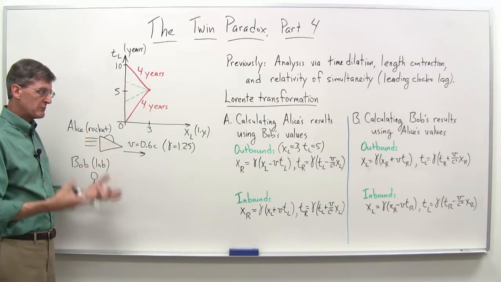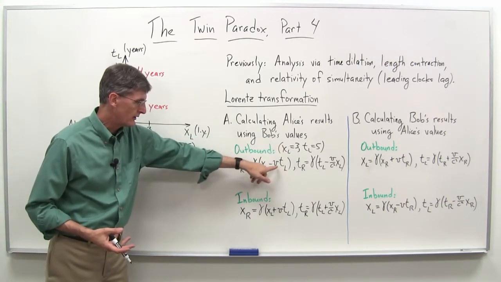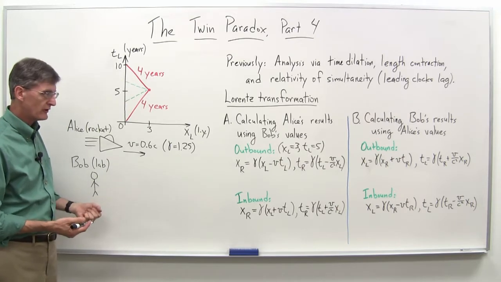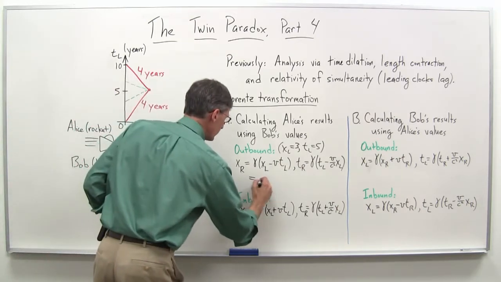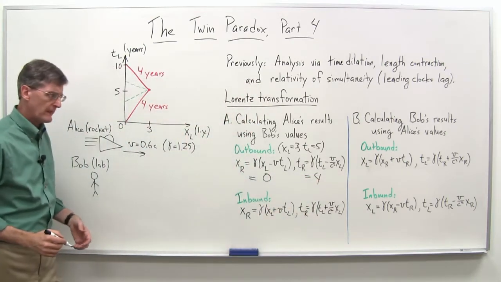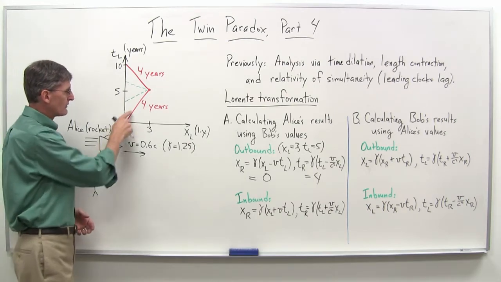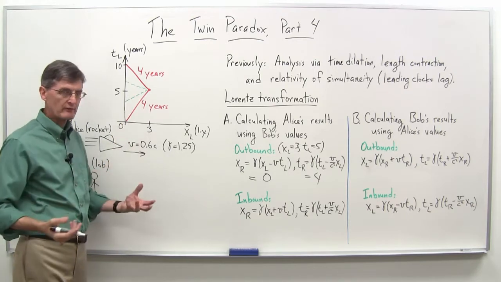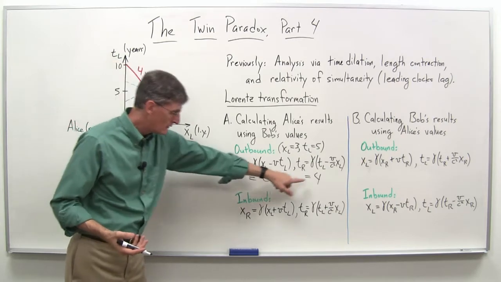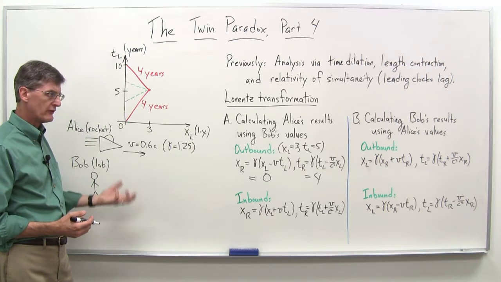If you plug the numbers in here, gamma is 1.25, plug these values in for xL and tL. V is 0.6 c. We're using c equals 1 because we're doing light years per year for c. Plug that all in, and you'll find you get 0 for here, and you get 4 for that. Think a minute, does that make sense? Well, yes, because this is Alice's world line. She, in her frame of reference, hasn't moved. She's at 0 in her frame of reference, and her clocks tick off 4 years, and that's what we got before. So yes, that does make sense.